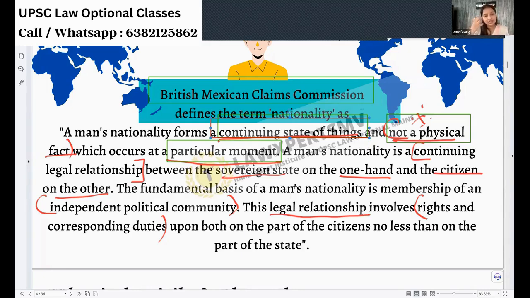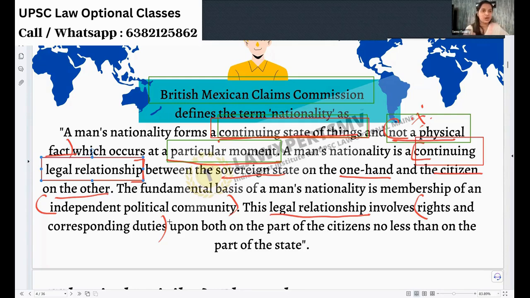Okay, so it is a continuing state of things and not a physical fact which is occurring at a particular moment. Okay, that's what he's telling. And next, it is a continuing legal relationship. It is not a social status. It is not a geographical status like domicile. It is a continuing legal relationship.